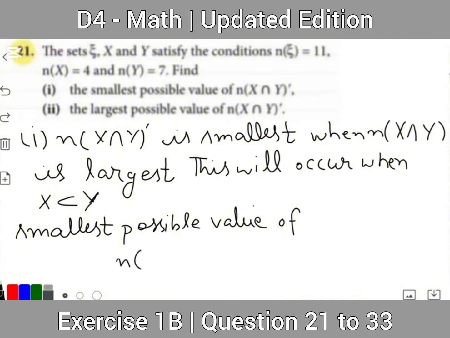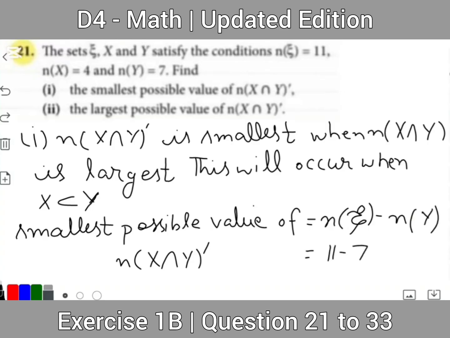of n of (X intersection Y) whole complement, we can find by subtracting the number of elements of the set Y from the set η. So the respective values are 11 minus 7. And after subtracting, we will get 4. So the smallest possible value of n of (X intersection Y) whole complement is equal to 4.